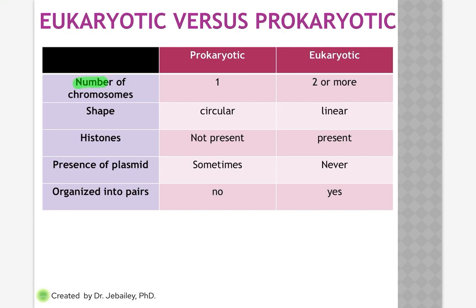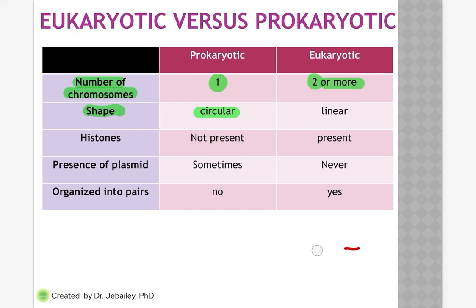So, moving on, let's look at the difference between eukaryotes and prokaryotes. When it comes to the number of chromosomes, we know that prokaryotes have one, while eukaryotes have at least two or even more. Like humans, they have 46. When it comes to shape, the prokaryotes usually are circular, so they usually turn like a circle, while eukaryotes usually are more linear.